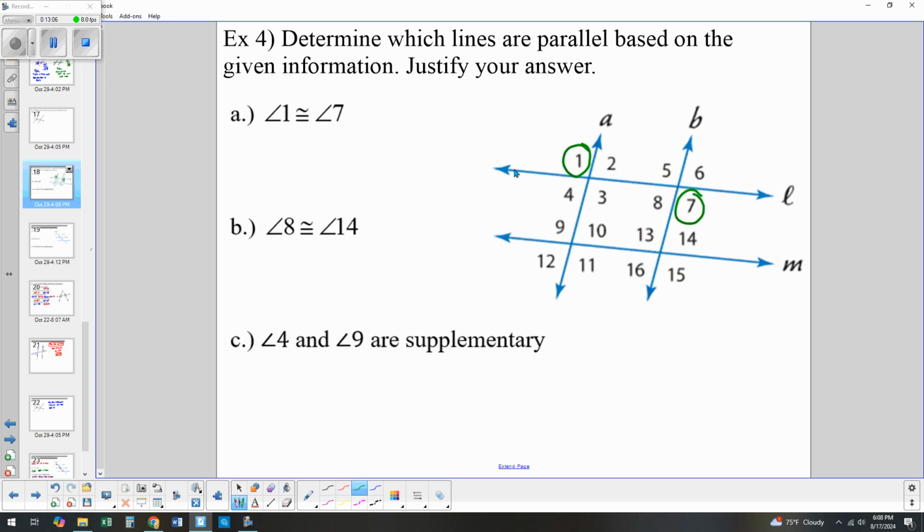So they share line L. That's going to be the first thing I look for. I'm going to look for the line that they share. If they don't share a line at all, then no lines can be determined parallel based on that information. But these two do share line L, which means the remaining two lines here, A and B, are going to be the ones that are parallel. And now I'm looking, they're on opposite sides of the transversal outside of our two lines. So this would be the alternate exterior angle converse.